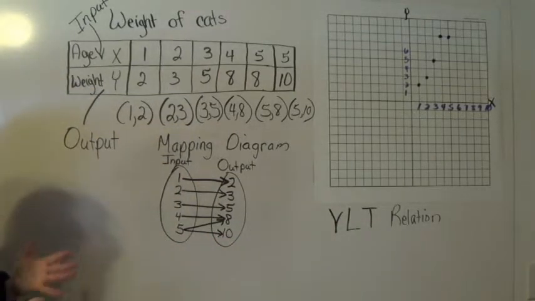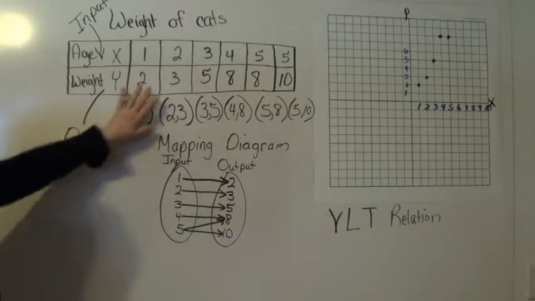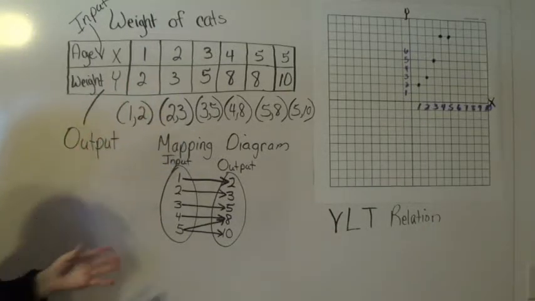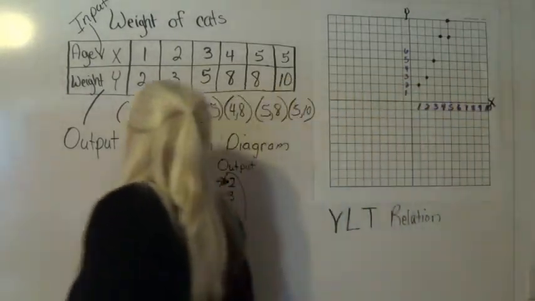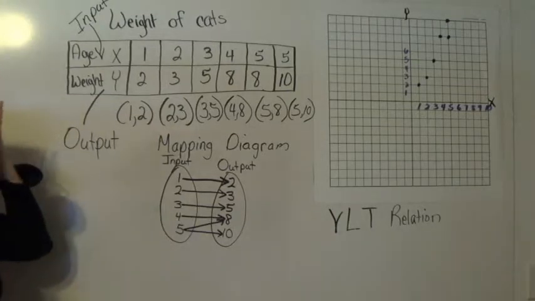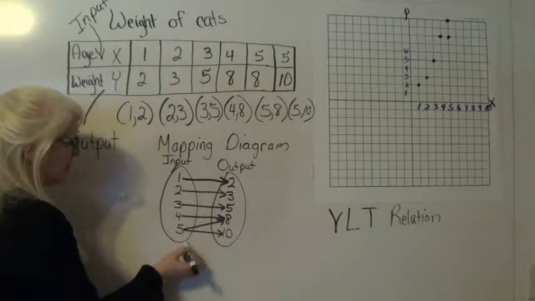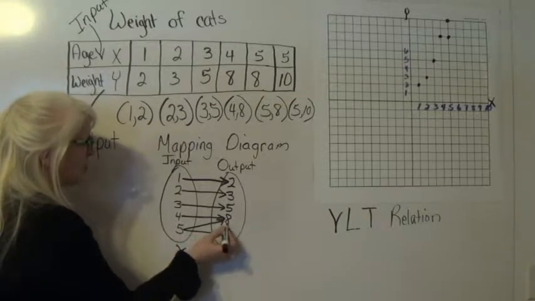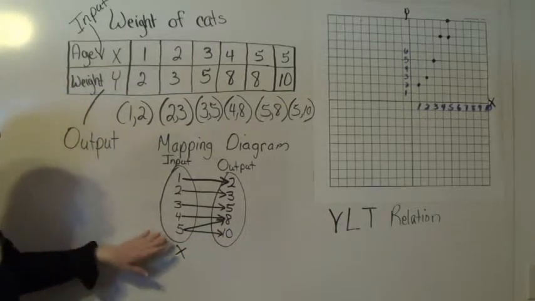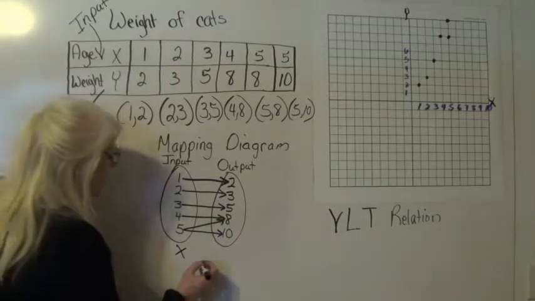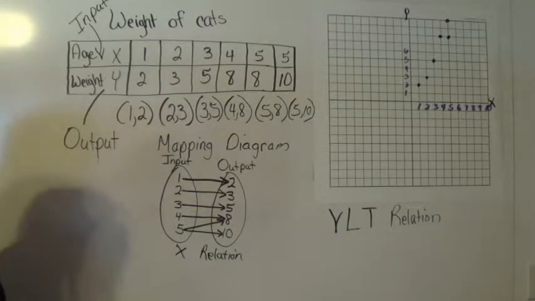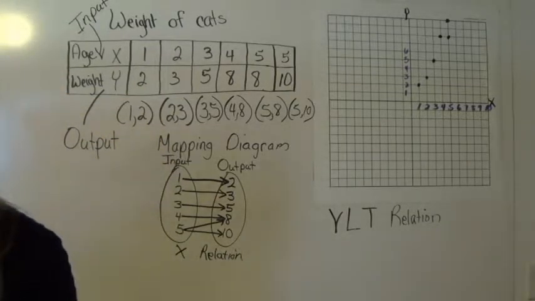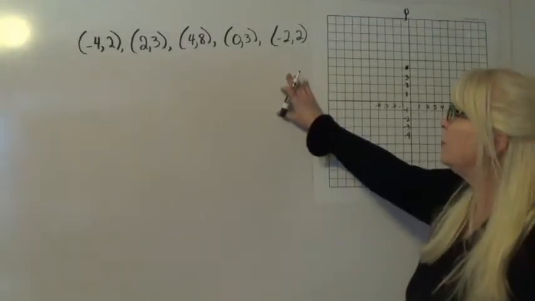So, again, we said that this particular graph of this table was a relation because over on our graph we had a set of points that stacked vertically. And in a mapping diagram, when you have a number in the input, or the x value, that goes with more than one number in the output, that means that it's also a relation. So let's look at a couple more of these so that we can get used to this and see how easy it is.